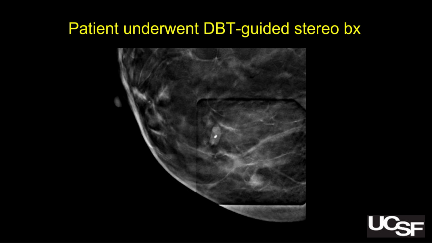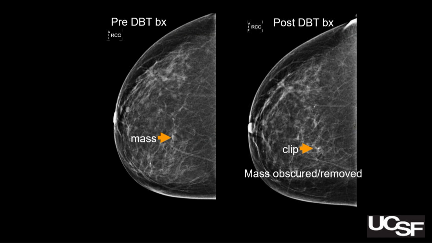So there is a beautiful field of view that my tech got for me with the clip. And then there's the mass. Don't miss that. That's the target. And of course, put in a different clip when you biopsy the mass under DBT. So we go ahead and do that.